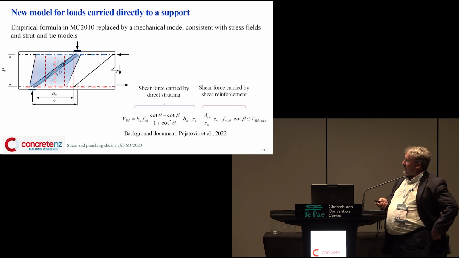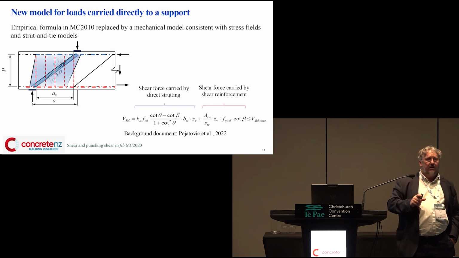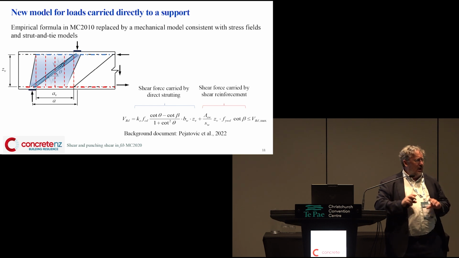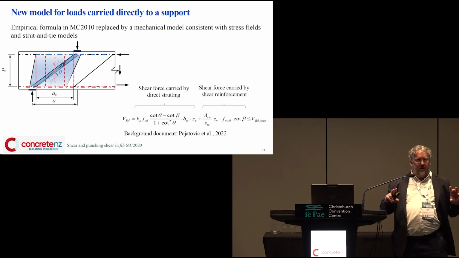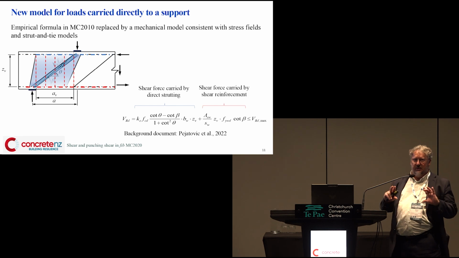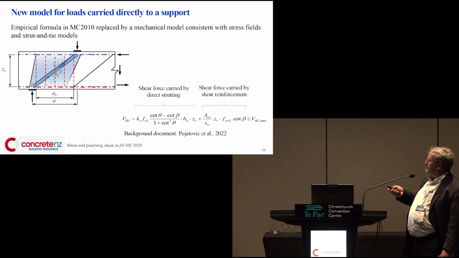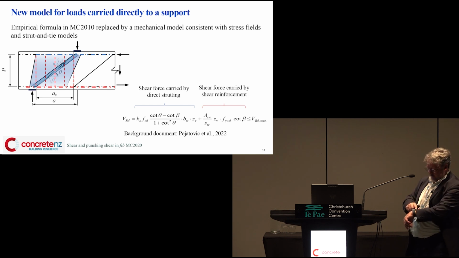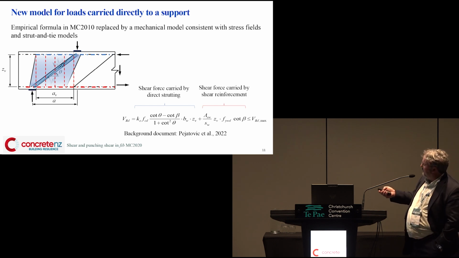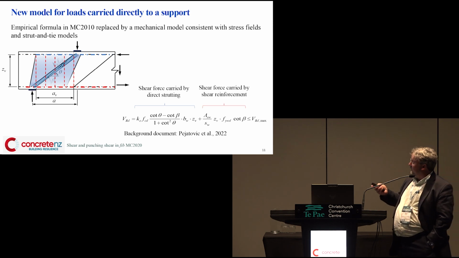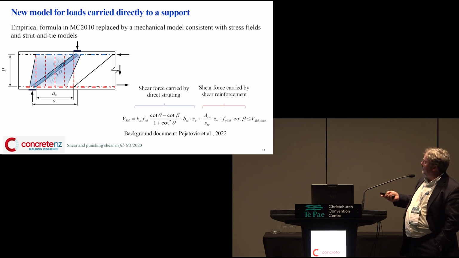All right, now the next one here is a better treatment of how loads are taken directly to a support. Again, this is trying to amalgamate the theorems so we get a consistent approach. And you'll see here you've got two components. You've got the shear carried by the reinforcement, you've got the shear carried by the direct strutting, and what you've got in here is a strain term, KE. I haven't given you the equation, but as the strut flattens, KE goes down, and that term reduces. So we get a consistent model then with the strain-based effects models.